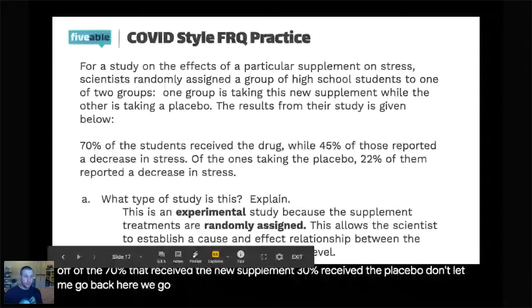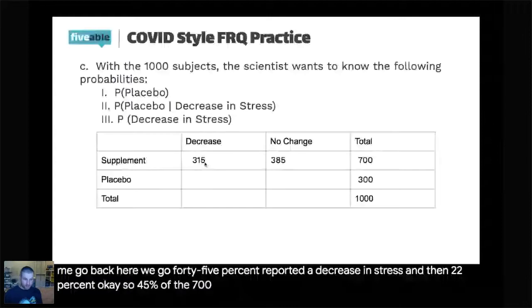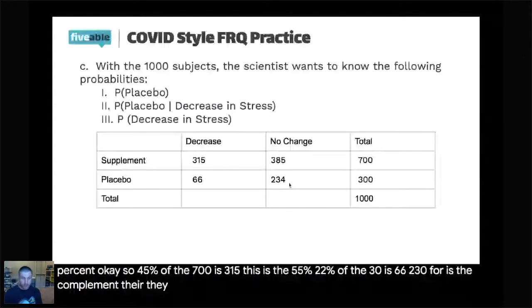45% reported a decrease in stress, and then 22%. Okay, so 45% of the 700 is 315. This is the 55%. 22% of the 300 is 66. 234 is the complement there. They add up to be 300, and then you can add those up.